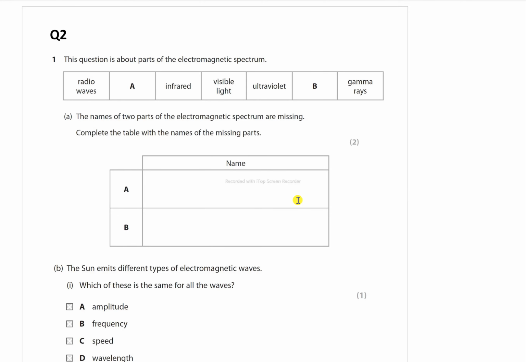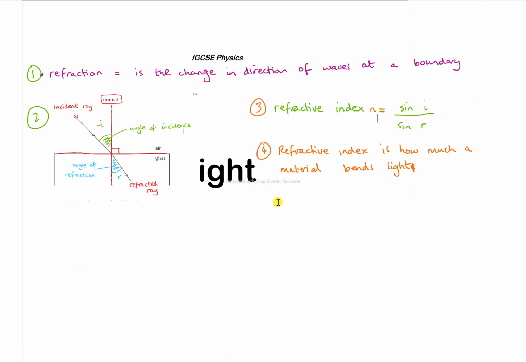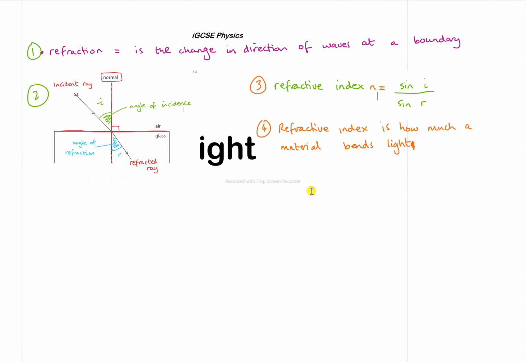I'm carrying on with this light thing. Right, what is refraction? Refraction is the change in direction of waves at a boundary. Refractive index is calculated as sine i over sine r. And what is the refractive index? Index is how much material bends light.